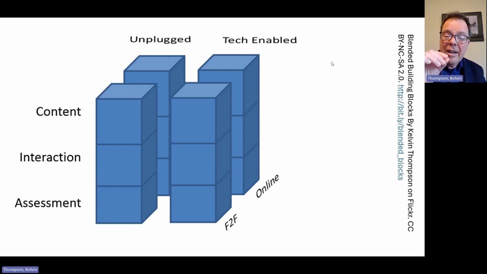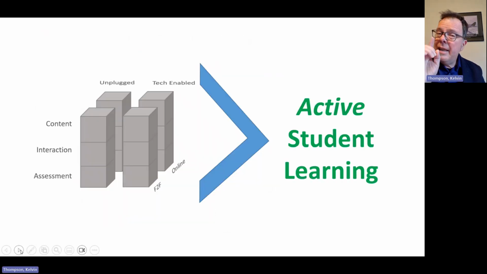So is the content presentation or the interaction or the assessment online, is that unplugged or is it technology enabled? And while it's not depicted here, because it's hard to find yet another dimension, the online dimension, is it asynchronous or is it synchronous, real-time online? That's yet another element. Many, many, many input design decisions, and yet all of those decisions are aligned and pointed in the same direction: active student learning.